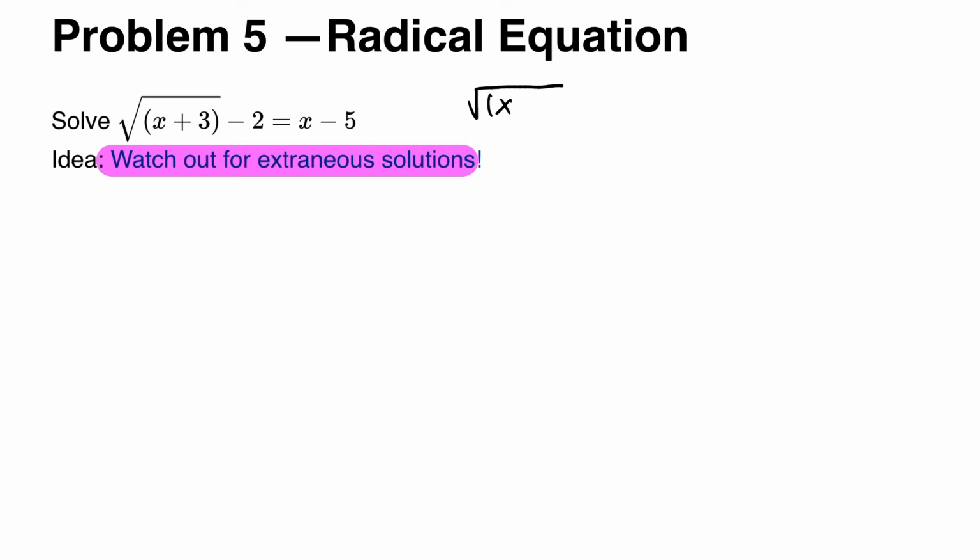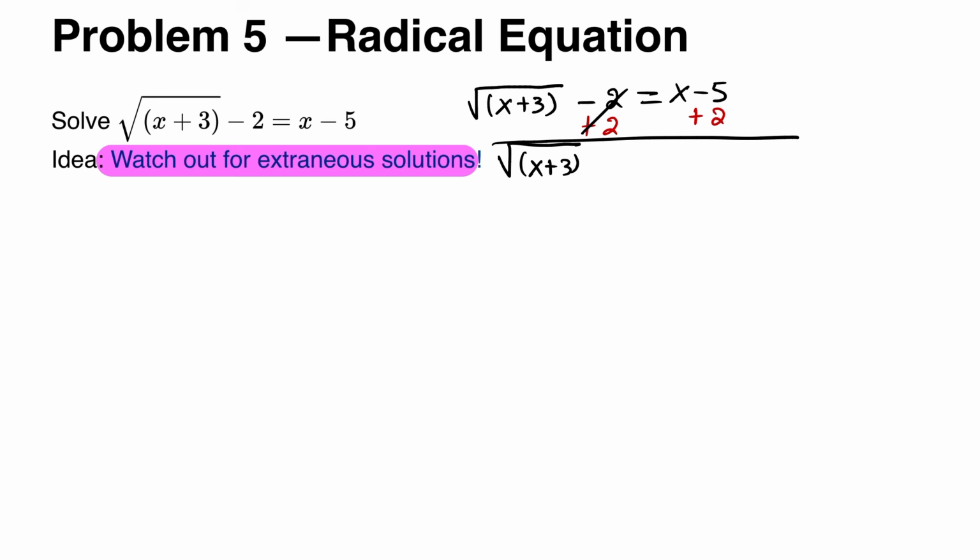So we have the square root of x plus 3 minus 2 equals x minus 5. So we have to isolate the square root, and we're going to start by moving negative 2 to the right side. That means we're going to add 2 to the left and add 2 to the right. As you can see here, the 2's cancel out, negative 2, positive 2, and we have the square root of x plus 3 equals x minus 3. And notice negative 5 plus 2 is negative 3.